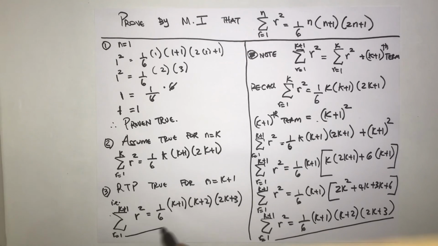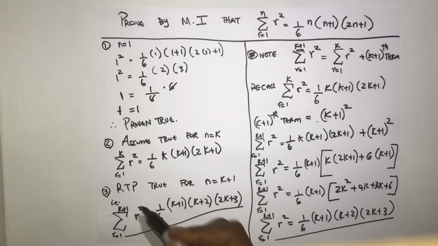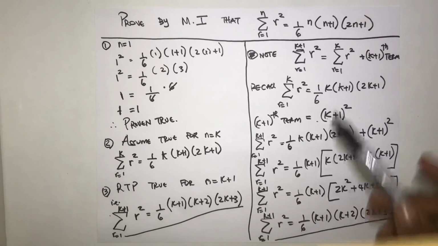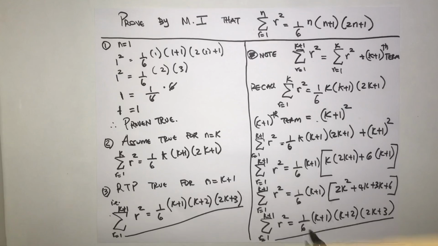Now you can see that this here is the same as what we were required to prove true. We were required to prove true for n equals k plus 1, which is this summation from r equals 1 to k plus 1 of r squared, which equaled 1/6 of k plus 1, k plus 2, 2k plus 3. And you see from all the steps that we have taken, we proved it true. We got back the same thing. So therefore, this is proven true, right?